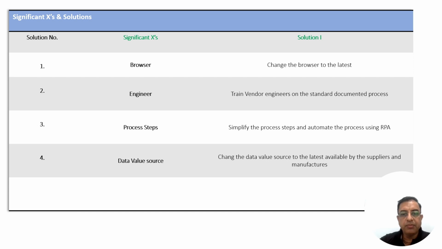The process steps, multiple process steps or number of process steps, was another issue. So they simplified the process steps and automated the processes using RPA, robotic process automation. And data value source was one of the challenges. So they changed the data value source to the latest available by the suppliers and the manufacturers. And they controlled this particular process by putting a process around this as well. Whenever there is a change at the supplier or the manufacturer database, they will send the update to the vendors.